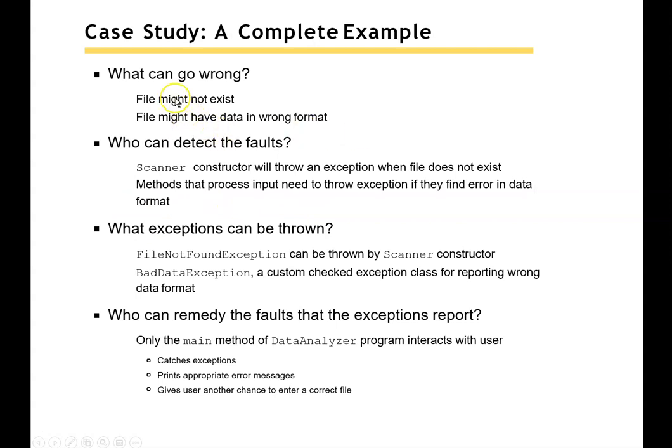What could go wrong? The file might not exist. The file might have data in the wrong format. Who can detect the faults? The Scanner constructor will throw an exception when the file doesn't exist. The processing methods need to throw an exception if they find the data in error.